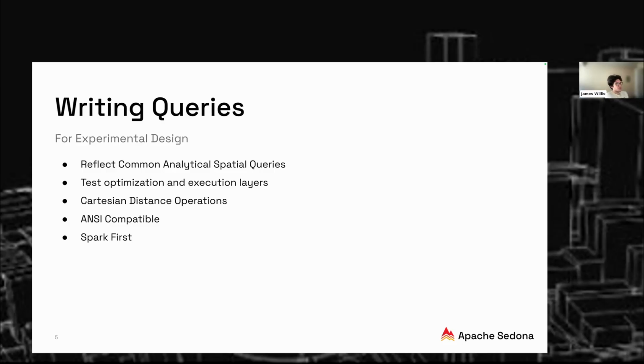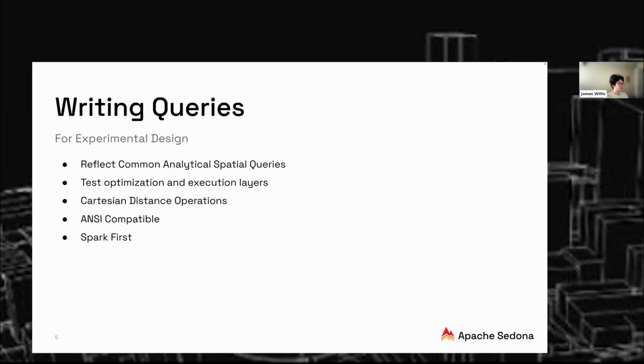In terms of what we tried to accomplish with these queries, and Gia, or anyone else, feel free to chime in if you disagree or have something you want to clarify here. We're trying to reflect common analytical spatial queries. These are your standard types of queries in an analytical benchmark: joins, aggregations, group bys, orderings. But they have spatial predicates and spatial functions in them.